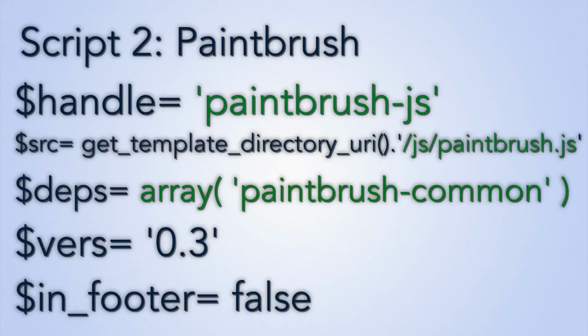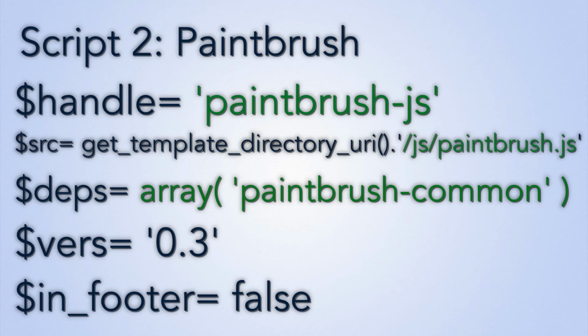So it's the same exact function. I'll just run through the parameters here. For the handle, we're just going to call this one PaintBrush-js. The source, we're going to do the same exact thing we did in the other one, except we're going to go ahead and just link to the PaintBrush.js file instead of the common. Then we're going to say, for the dependencies, that this script does require that common library in order to function properly.